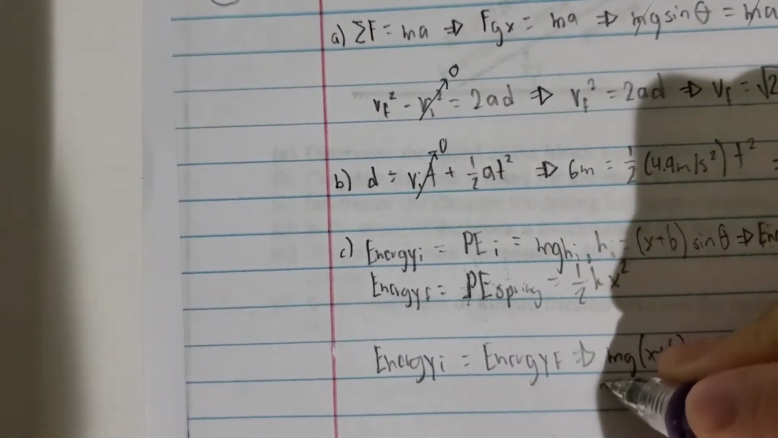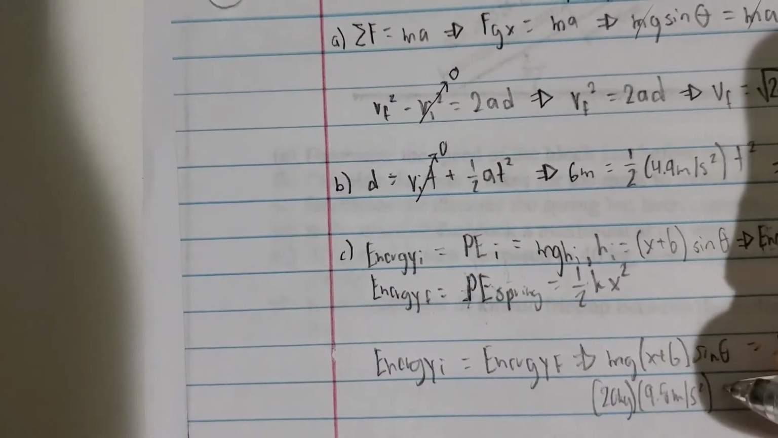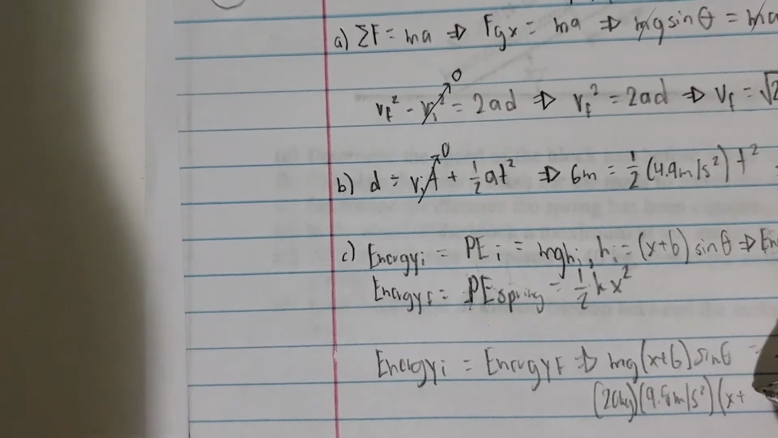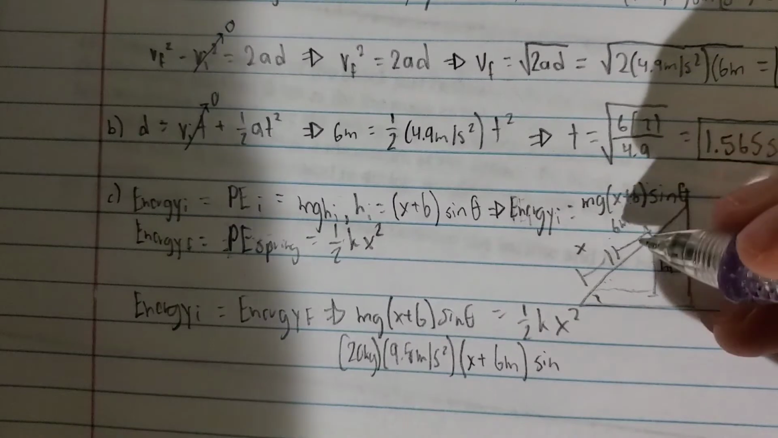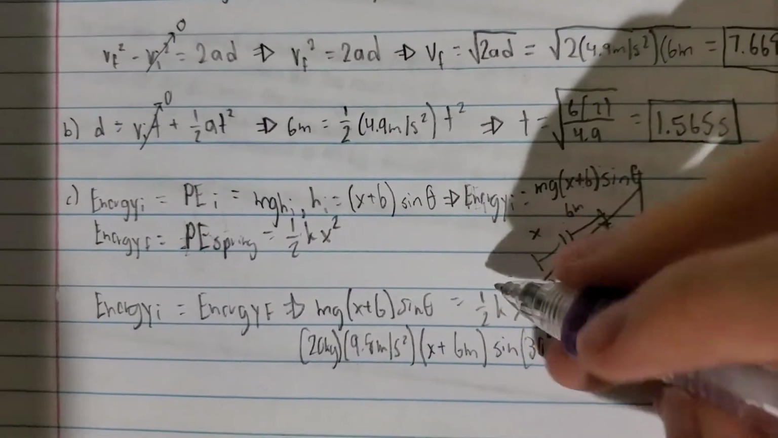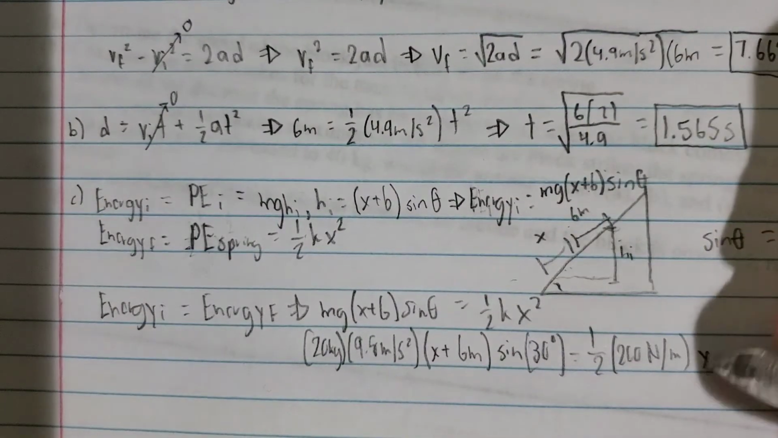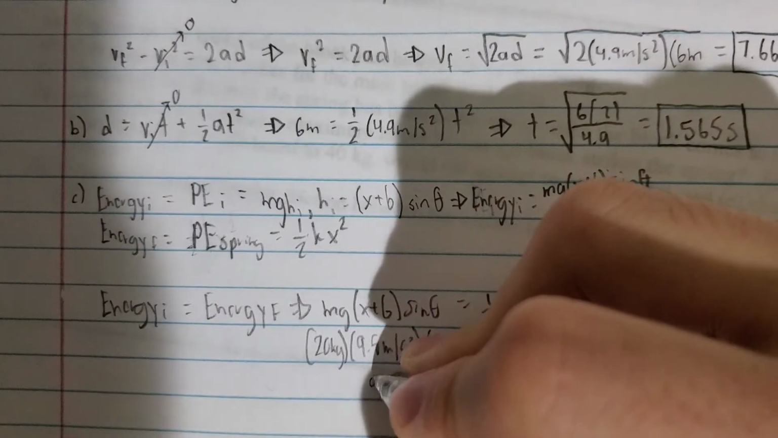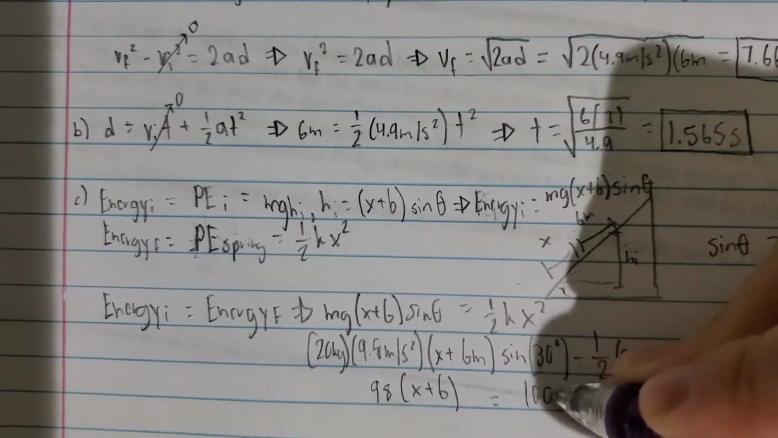So okay, our mass is 20 kilograms. Gravity is 9.8 meters per second squared. x is what we're trying to solve for, and this is 6 meters. Sine of our angle is 30 degrees, and this is going to be equal to 1/2. The constant given was 200 newtons per meter, and x is what we're trying to solve for, so x squared. So simplifying this number down, we're going to get 98 times x plus 6, and simplifying this side down, we're going to get 100 x squared.